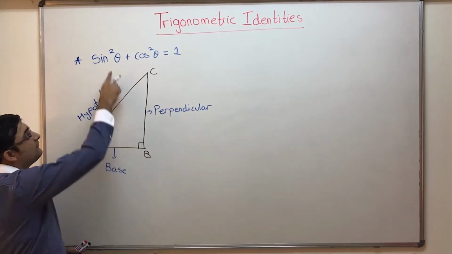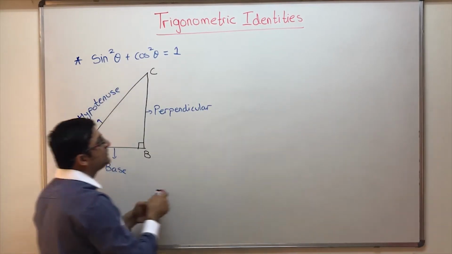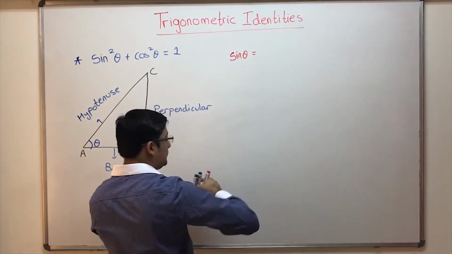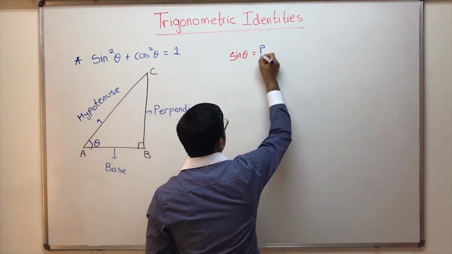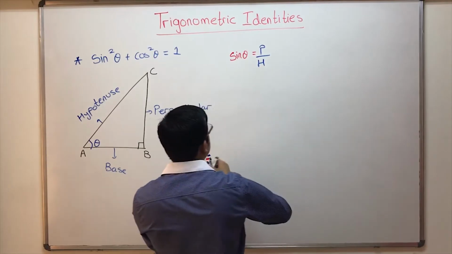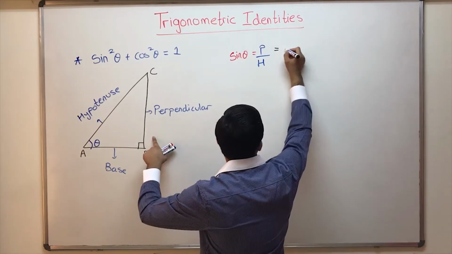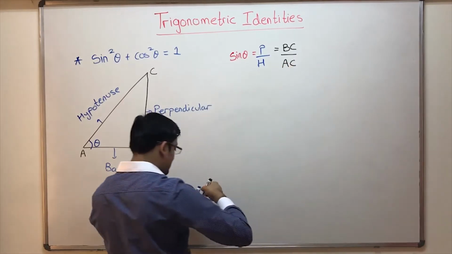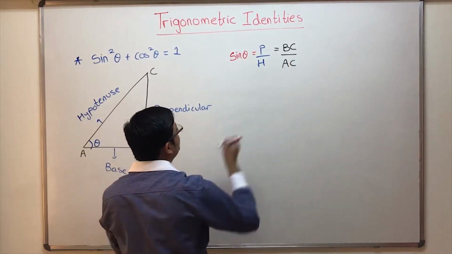Now what is the next step? Find the value of sine theta and cos theta. So I'll do it over here. That is sine theta is equal to, what is the definition? Perpendicular by hypotenuse. That is equal to, what is perpendicular? It is BC. What is hypotenuse? It is AC.